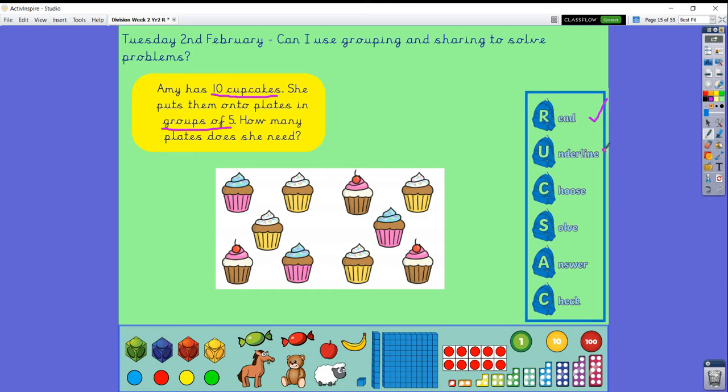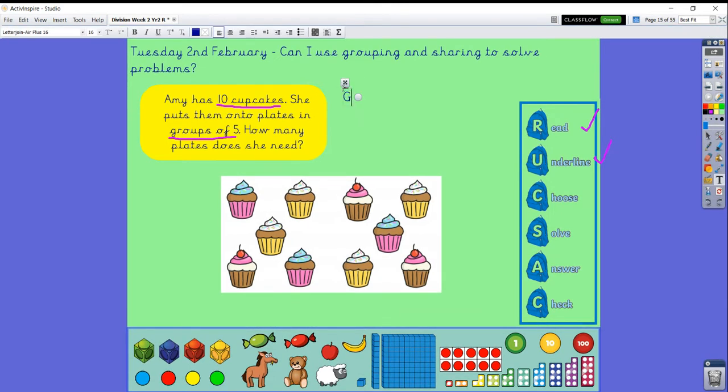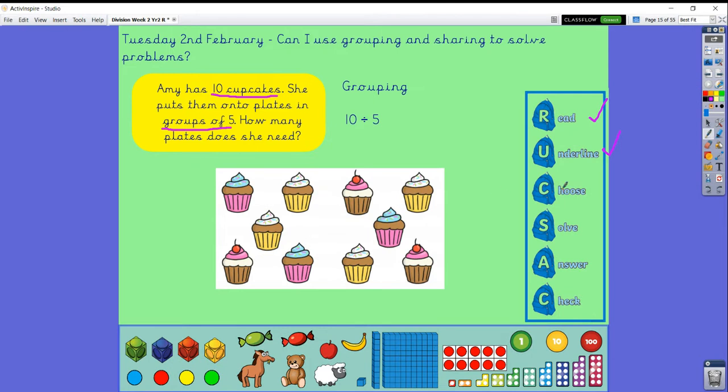So I've underlined it. So what are we going to choose to do? I'm going to choose to do grouping. I'm going to be doing 10 into groups of 5. Let's make those groups of 5 to solve it. So here we are solving it. Here's one group of 5. And here's another group of 5.